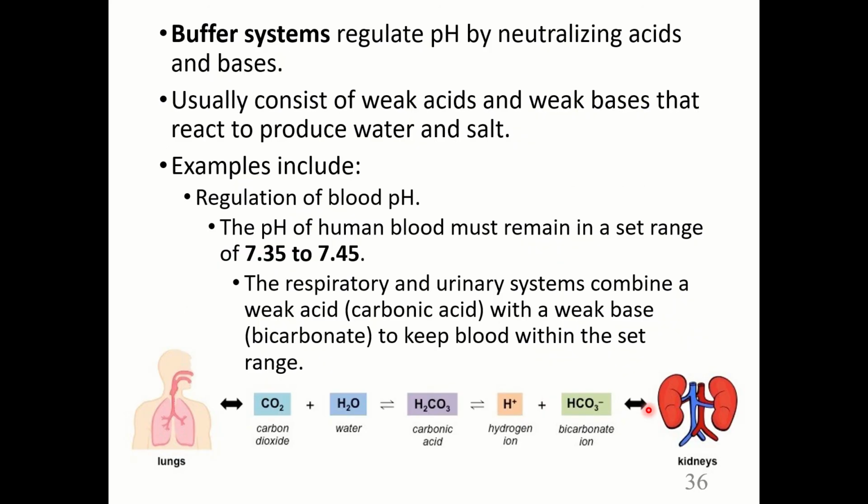Thus, we must maintain the pH of human blood within our set range of 7.35 to 7.45. And this is maintained by buffer systems to keep our acids and bases in balance.